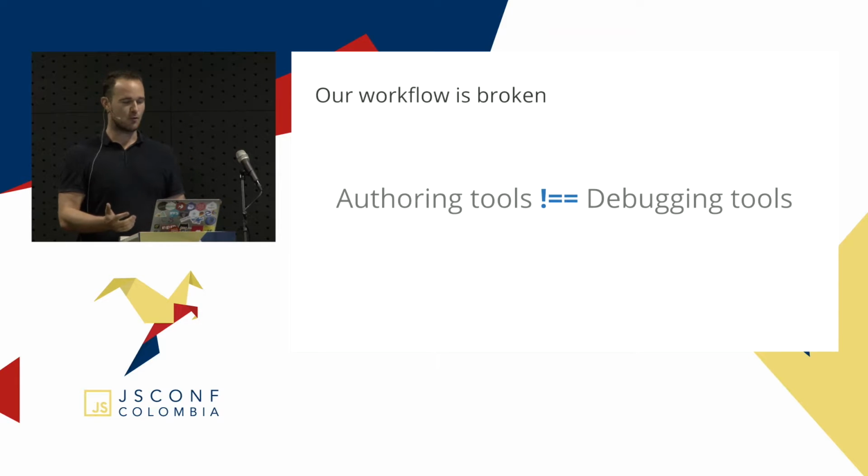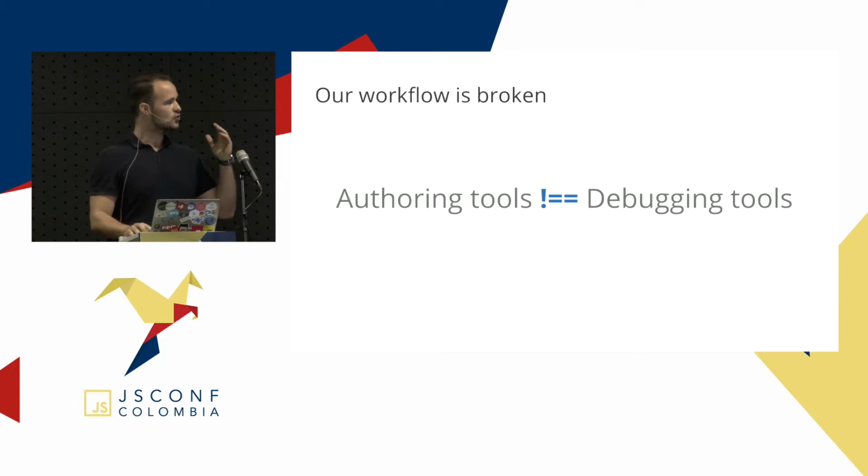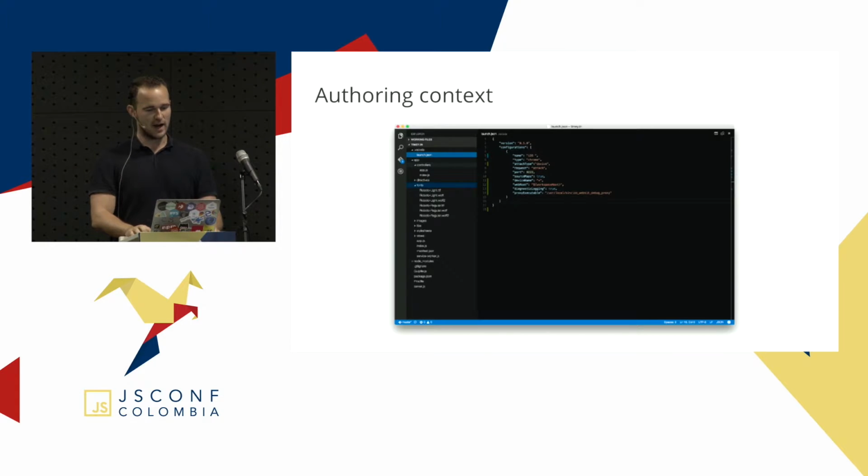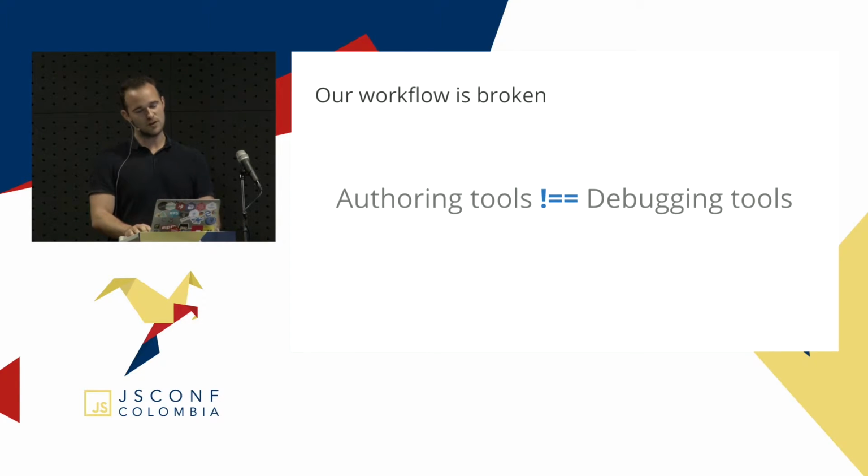Basically the way I see it here is that our workflow is completely broken, because the very tools we use to author are not the same as we use to debug. If you ask an iOS developer or an Android developer to switch between different tools for this and do this all day long, they would think you were insane. But we think it's completely reasonable. And you could argue that it is, but I think we can do better.